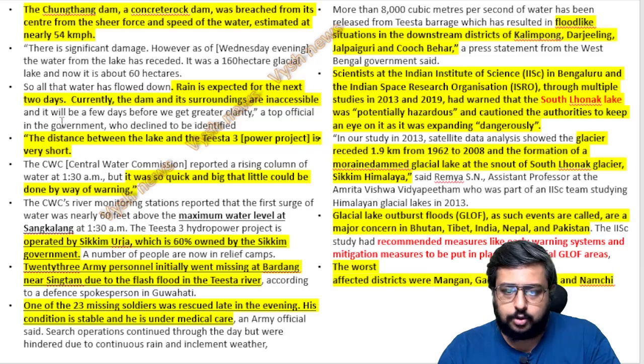In The Hindu paper today, the main point given is the Chumthang dam which got damaged, the concrete rock dam. It was completely breached, and the water came at around 54 km/h, and the rain is expected to continue for the next 2 days. So I don't know how many more disasters are going to happen there, or how people are going to adjust to that. So the Teesta river project is there, the power project associated with that dam, and the warning there came at 1:30 a.m.